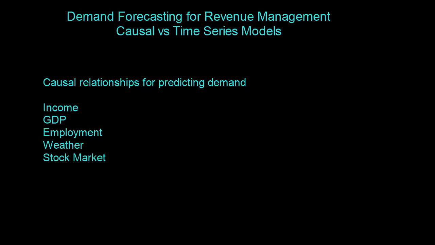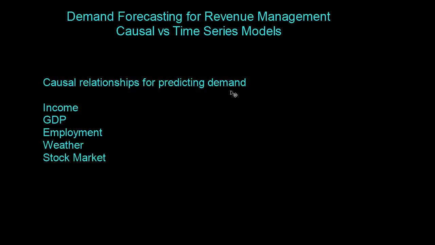So if you were going to build this model, you would look for data that shows a correlation between the dependent variable, demand, and the independent variables. So could you find data that shows where when income is high, demand is high, or whatever the correlation is? When GDP changes, demand changes. When employment changes, demand changes. It would seem that this is a fairly straightforward exercise.